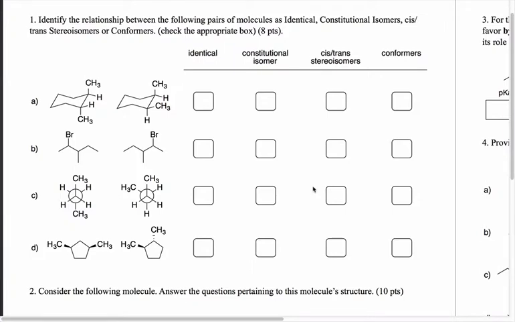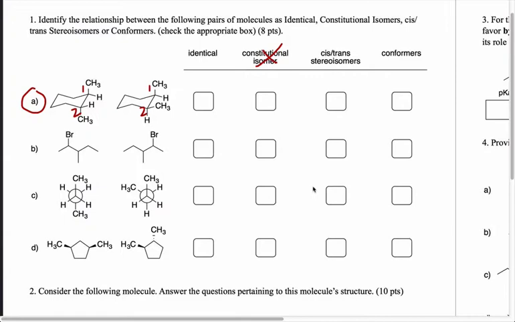If we look at this first example here, A, we see we have two di-substituted cyclohexane molecules. In one case, we have two methyl groups which are on adjacent carbons, so it's a 1,2-dimethylcyclohexane, and the other one also is a 1,2-dimethylcyclohexane. So there's no way it could be a constitutional isomer because all of the bonds are the same no matter where they are. The next question is, are they conformations of each other? Are they some kind of stereoisomer, or are they the same?